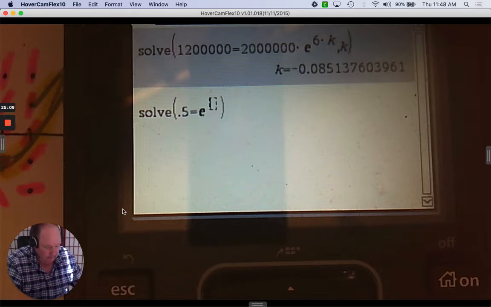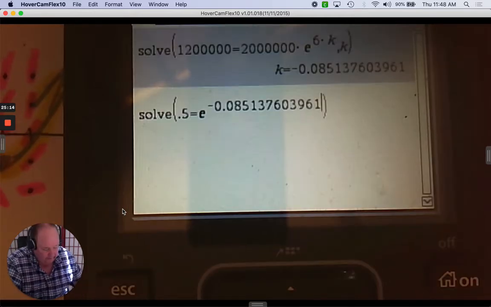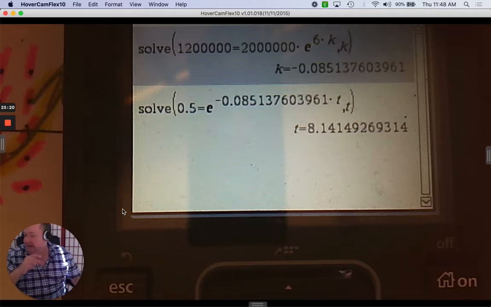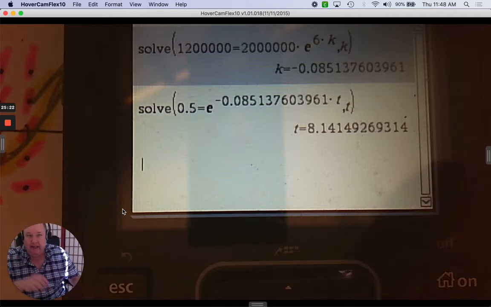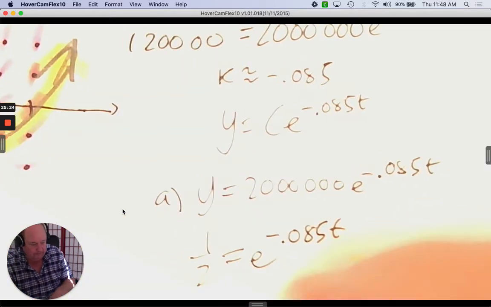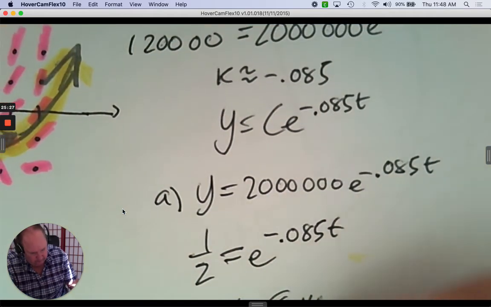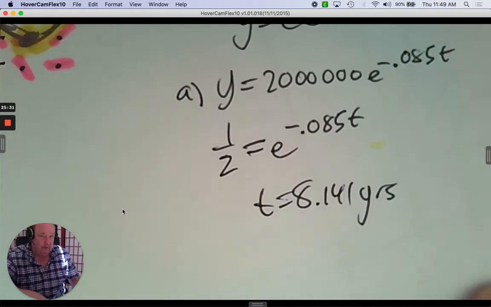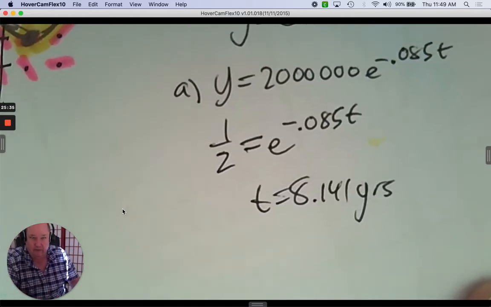And I'm going to paste Control V and then T to find what that time is, comma T. So I got about 8 years, or 8.141 years. So that's the half-life. Every 8 years it'll become half its size in terms of production.